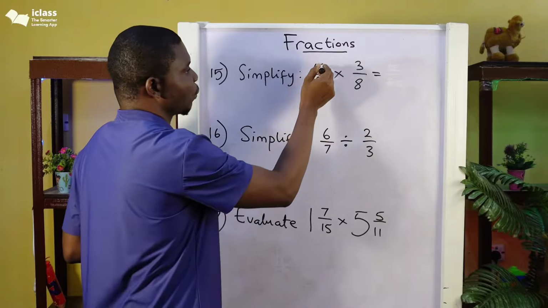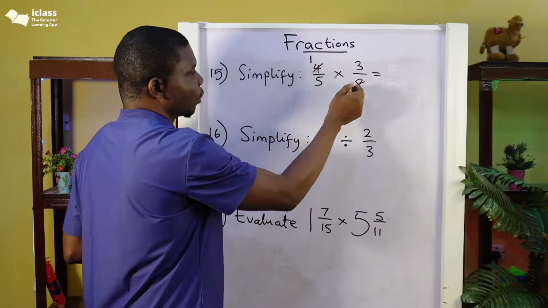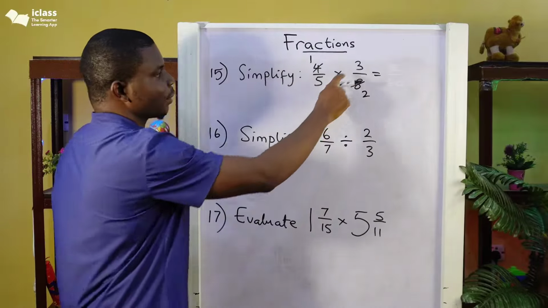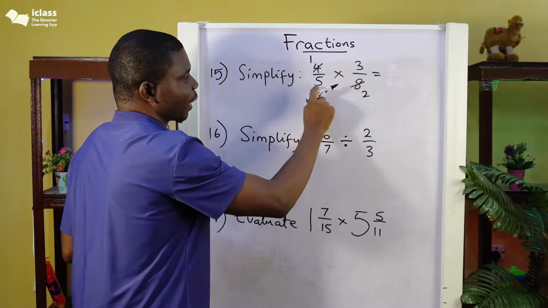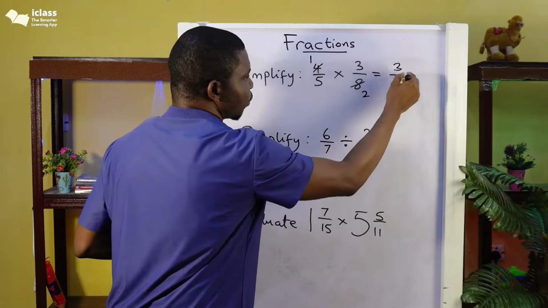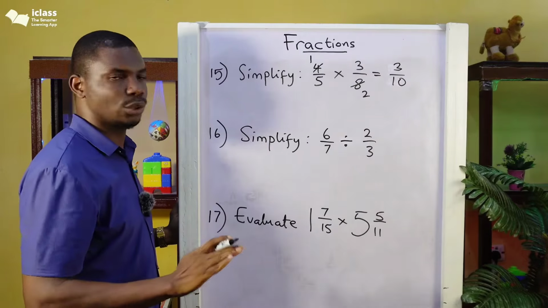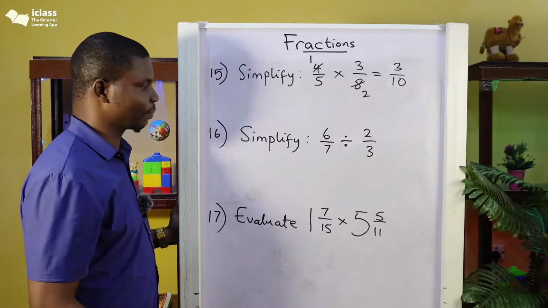For instance, 4 can go into 4, 1; 4 can go into 8, 2 times. And so we have 3 over 5 times 2 is 10. So we have 3 over 10. And this is already in the simplest form. I don't need to reduce it any further.